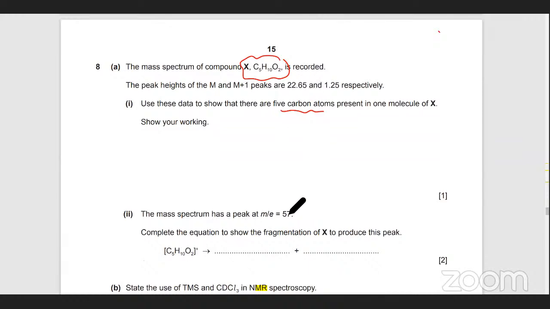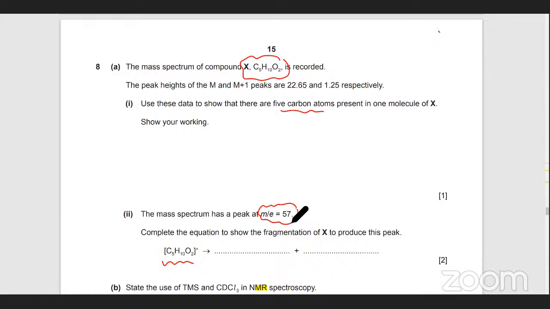The mass spectrum has a peak at mass to charge 57. Complete the equation to show the fragmentation of X to produce this peak. So there's this unknown compound, but it says that the fragment's mass is 57. Now tell me, what combination would make 57? Which piece would have broken away that would give you 57? For 57, I'm assuming, nothing is said about it being an ester or carboxylic acid. No information is given.